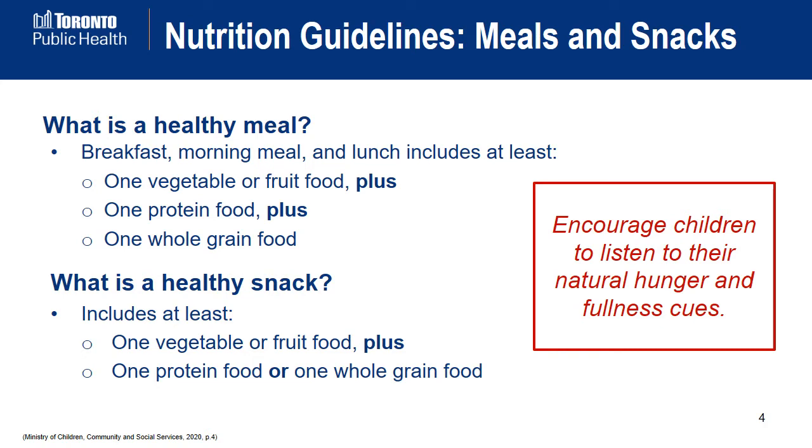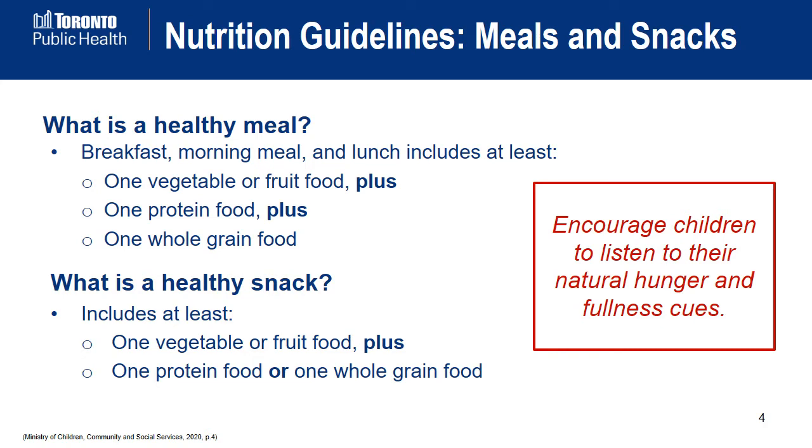A meal at a student nutrition program is considered a breakfast, morning meal, or lunch that offers 3 food categories: 1 vegetable or fruit plus 1 protein food plus 1 whole grain food. A snack at a student nutrition program offers 2 food categories: 1 vegetable or fruit plus 1 protein food or 1 whole grain food.